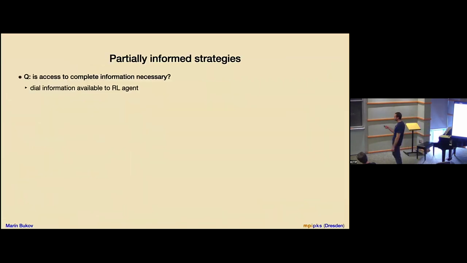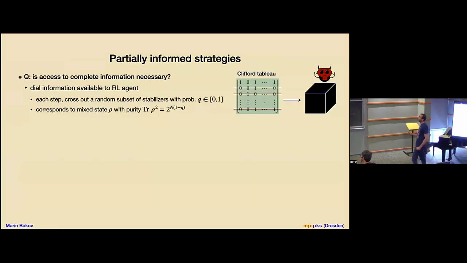And finally, I want to tell you about what happens if you now start asking the question, well, is access to the complete quantum state actually necessary in order to suppress entanglement here in these games, or can we get away with less information? And like I said before, this is another reason for why we should use reinforcement learning, because it allows us to dial the amount of information. And so what we're going to do is the following.